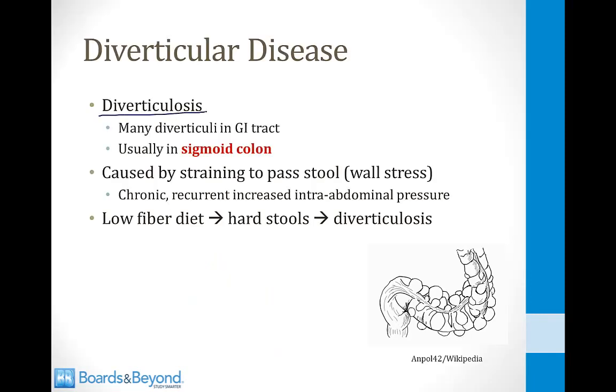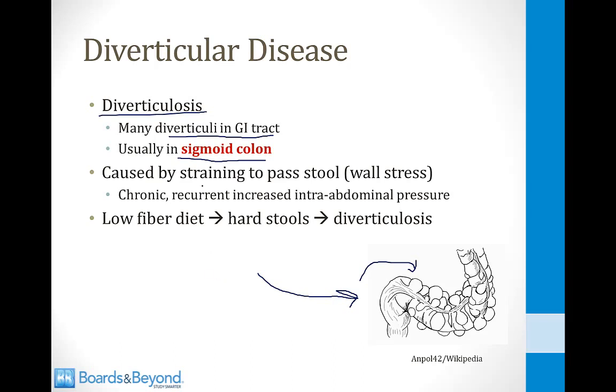We call it diverticulosis when there are many diverticula present in the GI tract, and this usually occurs in the sigmoid colon. This is a picture of what it can look like here. You can see that along the length of the sigmoid colon, there are multiple sacs which are diverticula protruding out from the wall of the intestine. That is called diverticulosis. And when patients are taken to the operating room for diverticular disease, you will often see a sigmoid colon that looks like this.